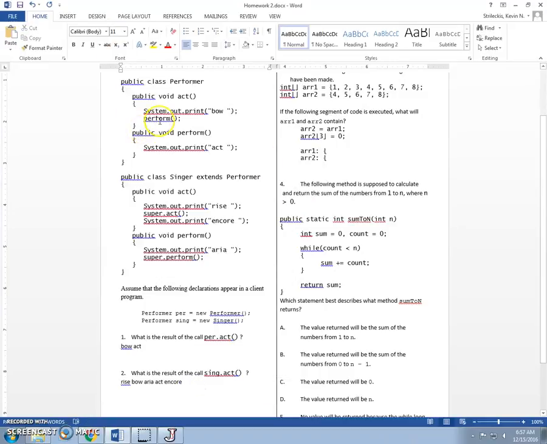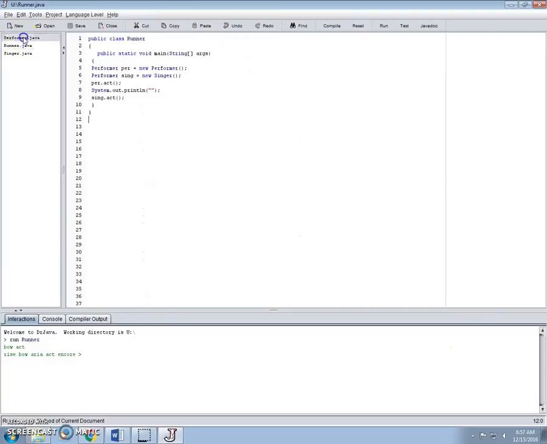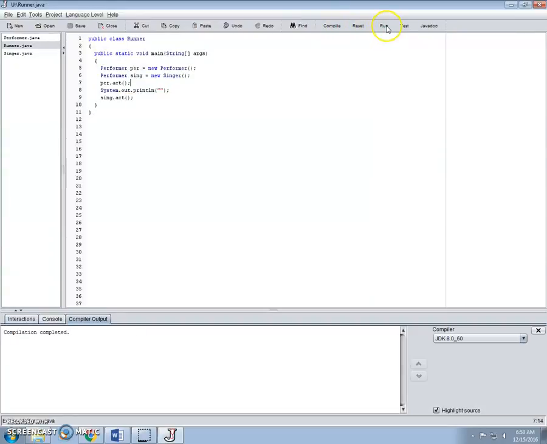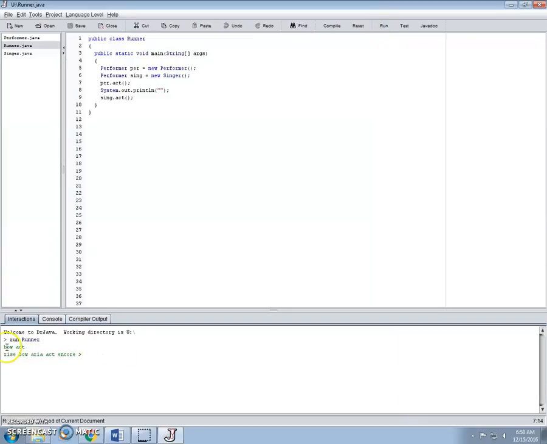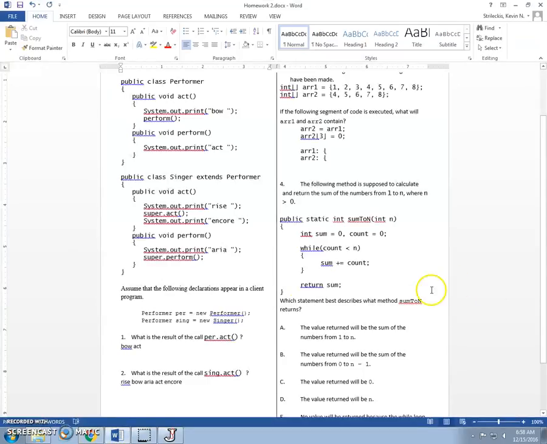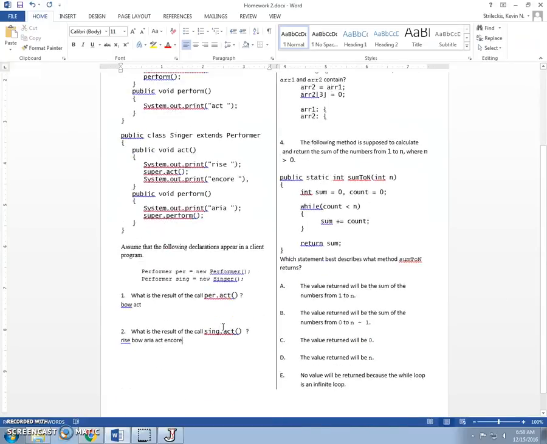Yeah, so notice that. When it's a singer and you use perform, even if you're in the other class, it will still call singer. I'll show you in DrJava right over here. I put together just those into code. And let me make that look decent. There we go. All right. Now if we were to compile and run that, as you can see, we get bow and act, and then rise, bow, aria, act, encore. All right, and that was number one, or number one and two, I should say.